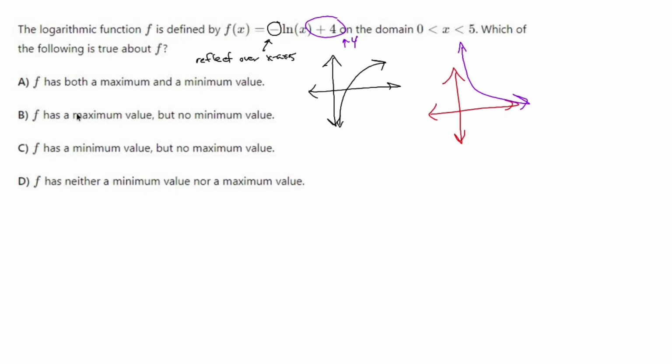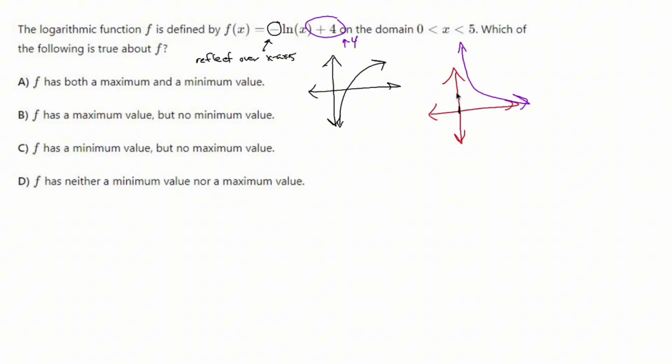So what do we have here? Well, we're not done yet. My domain is going to be between 0 and 5, which means we start here. Now here's the thing. I'm not allowed to take the ln of 0. That doesn't exist. Also, I'm not allowed to take the ln of a negative. So this is basically going to be a vertical asymptote for ln. The y-axis is going to be a vertical asymptote.